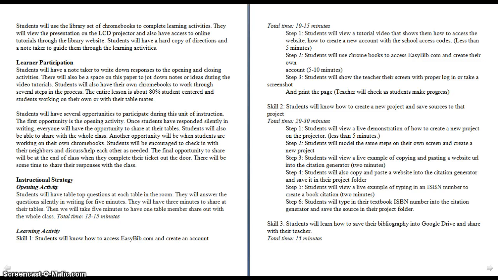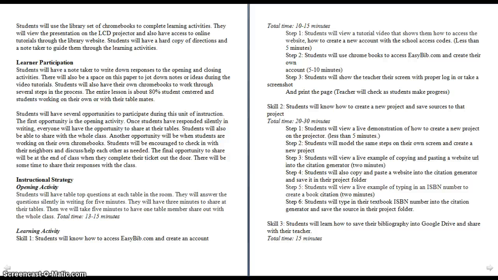Step 3. Students will view a live example of copying and pasting a website URL into the citation generator. 2 minutes. Step 4. Students will also copy and paste a website into the citation generator and save it in their project folder. Step 5. Students will view a live example of typing in an ISBN number to create a book citation. 2 minutes. Step 6. Students will type in their textbook ISBN number into the citation generator and save the source in their project folder.